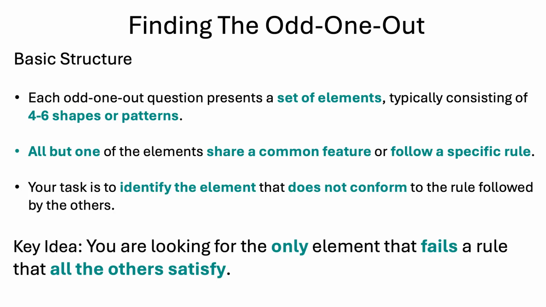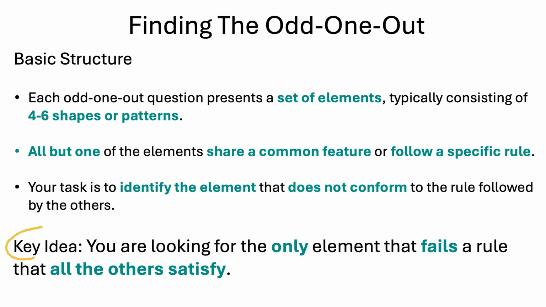So today we'll be covering the Finding the Odd One Out guide, which covers how to solve these Finding the Odd One Out questions. So to start, let's talk about the basic structure of these questions. In each odd one out question, you will be presented with a set of elements, typically consisting of between 4 and 6 shapes or patterns. All but one of the elements will share a common feature or will follow a specific rule. And your task is to identify the element that does not conform to the rule followed by the others.